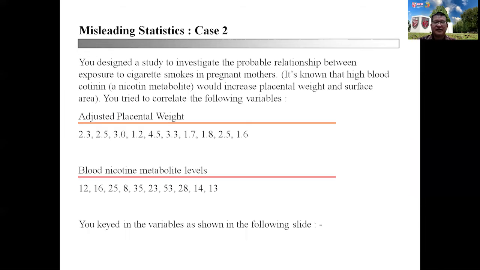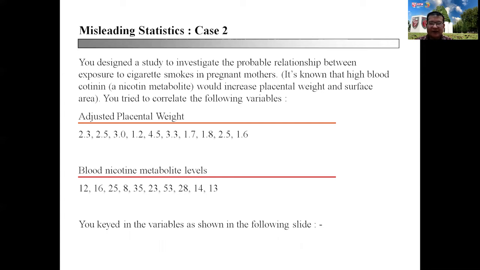Now, let's move on to case number two. This is an obvious case involving correlation, and it is common across the board. You design a study to investigate a probable relationship between exposure to cigarette smoke in pregnant mothers. It is known that high blood cotinine, which is a nicotine metabolite, will increase placenta weight and surface area. You try to correlate adjusted placenta weight versus blood nicotine metabolite levels.